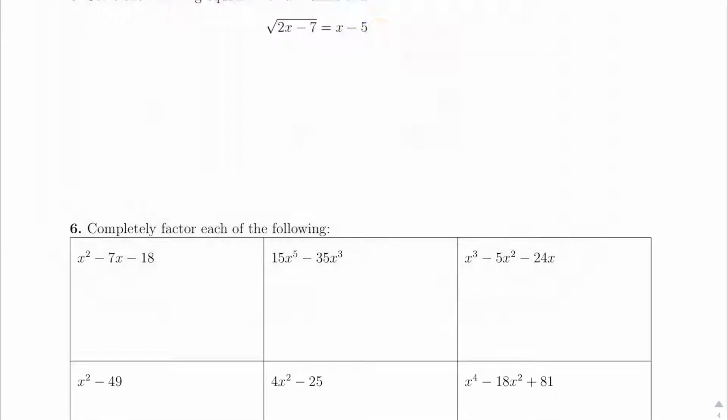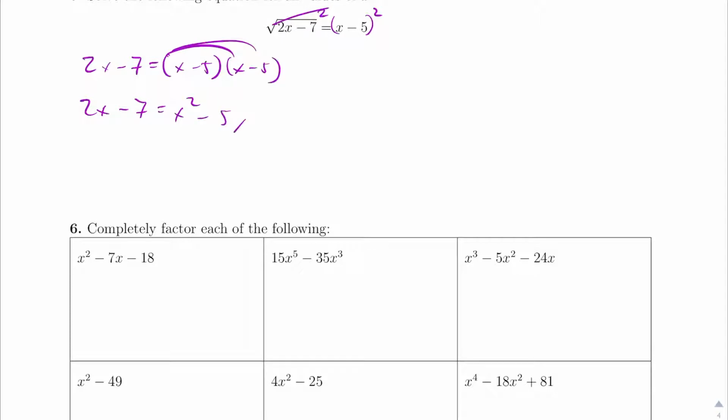Solve the following equation for all values of x. So to solve this problem, we use inverse operations. We get rid of the square root first, and we square both sides. 2x minus 7 equals, and the most common error is don't distribute the squared. When you square something, it means that thing times itself. That gives us 2x minus 7 equals x squared minus 5x minus 5x plus 25. Combining like terms, 2x minus 7 is equal to x squared minus 10x plus 25.